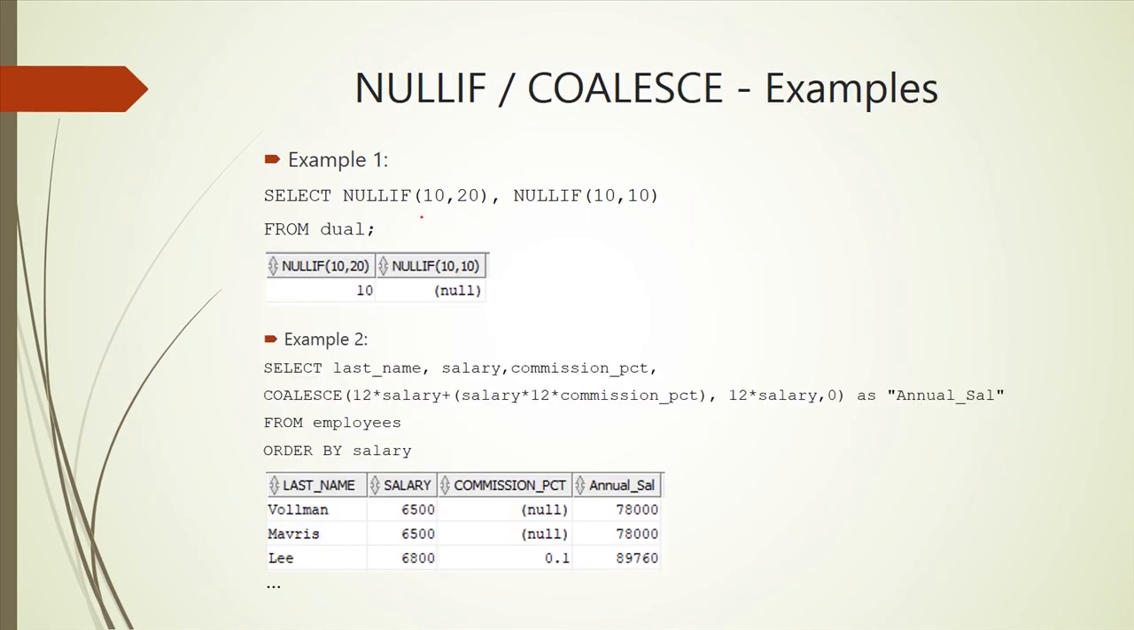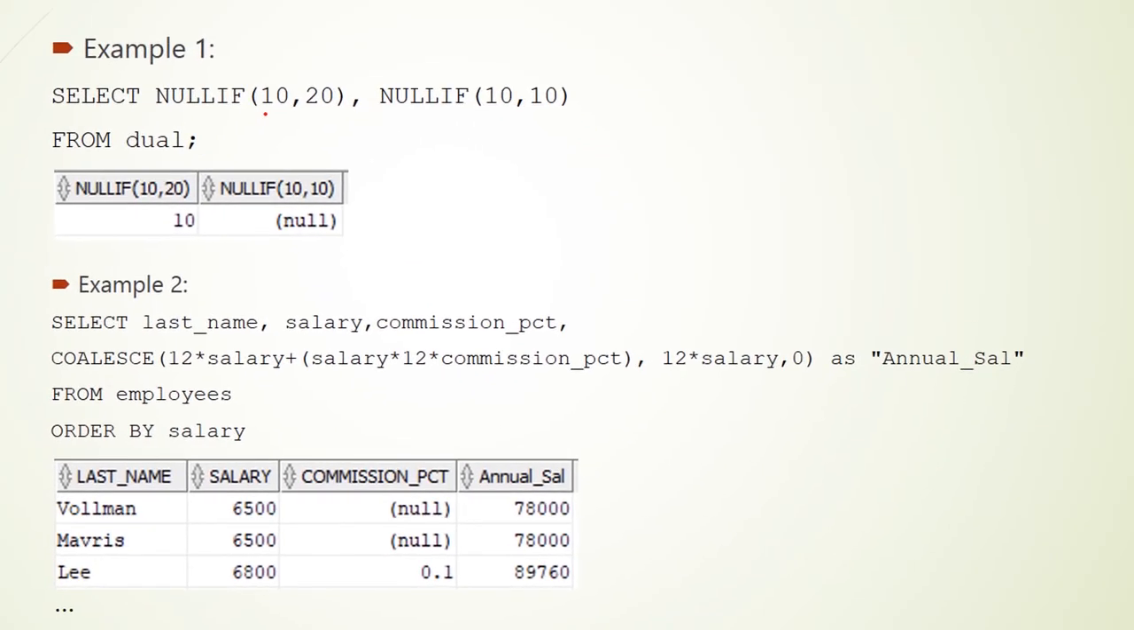NULLIF and COALESCE. NULLIF, as we said before, returns null if both expressions are equal and returns expression 1 if both expressions are not equal. So here, select NULLIF, this is the first expression, this is the second expression, from dual. The output of this NULLIF, both expressions as we can see are not equal. So Oracle in this case returns the first expression, here it returns 10. NULLIF 10, 10. So both expressions are equal, and in this case, Oracle will return null.